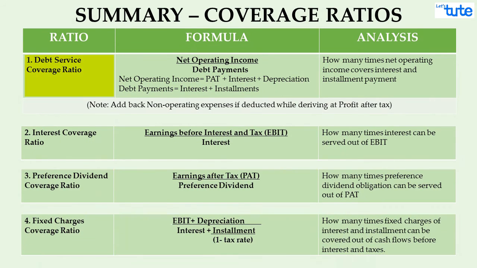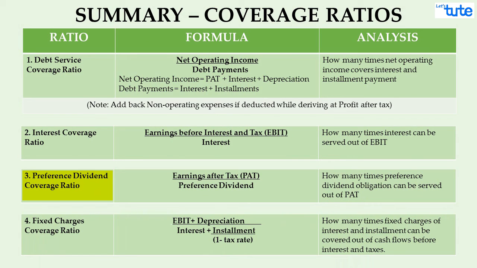First, debt service coverage ratio, for which we need to take net operating income, that is profit after tax, to which we add back interest and depreciation, divided by debt payments, that is interest and installment. This ratio helps to find out how many times it covers interest and principal installment payment. The second, interest coverage ratio, which is derived by dividing EBIT by interest. This indicates the ability to meet interest obligation, that is, how many times interest can be served out of EBIT.